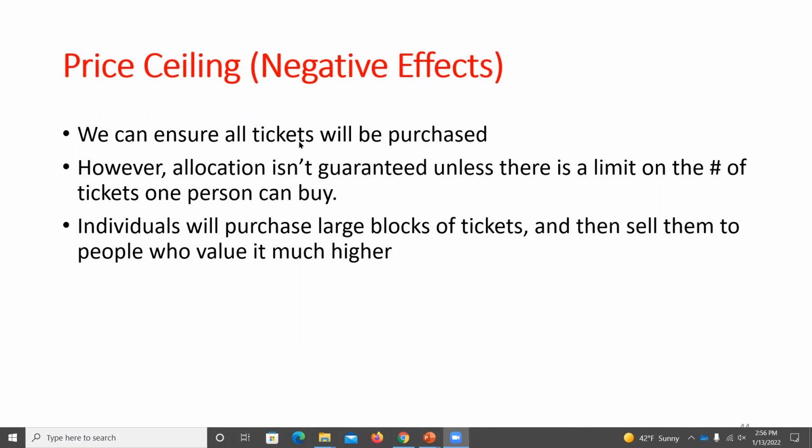So with these lower prices, we can still ensure that all the tickets are purchased. We can end up with no deadweight loss. But the problem is the allocation of these tickets may not be to who values them the most, right? We can guarantee that we can sell out the games, but unless we have some sort of process through which tickets can be resold, it could be that someone who would have paid a higher amount for that ticket ended up not getting it because there were so many people who would be willing to pay this much lower price ceiling price, right?